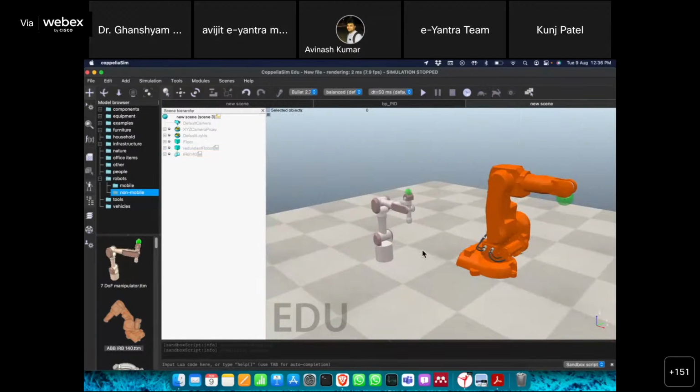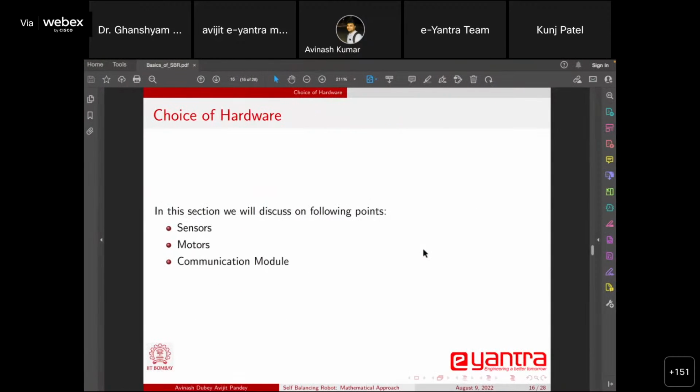Once you have verified your controller, you can move on to implementing the same thing in hardware. In the hardware section, we have a microcontroller, which will basically control everything. It will take data from the sensor, communicate through some communication module, and then send the signal to the motors to do the proper actuation. In this section, we will talk about three parts: sensors, motors, and communication module.